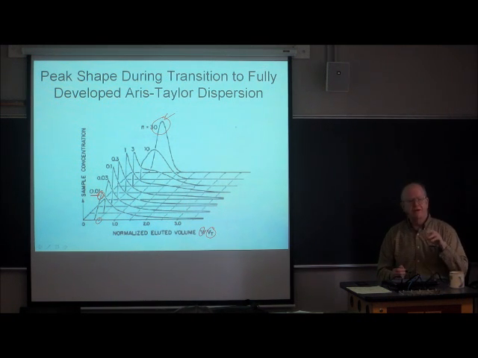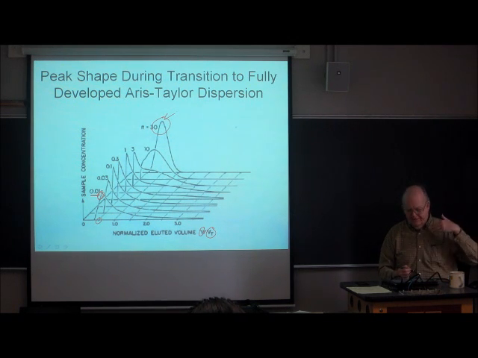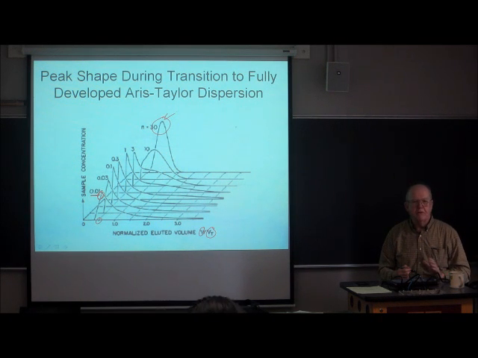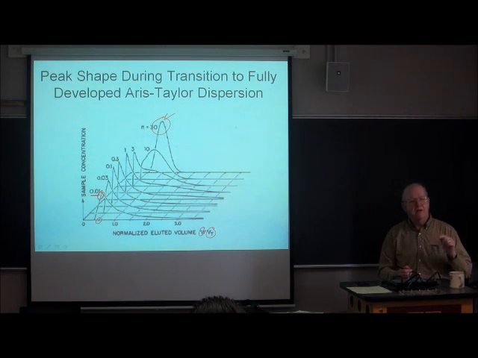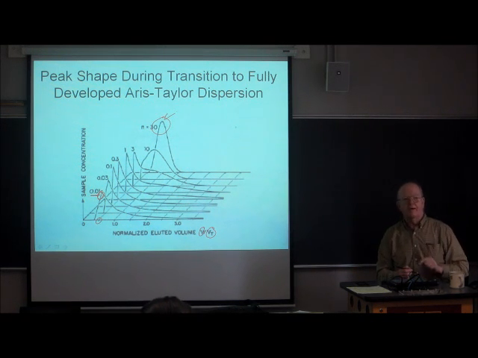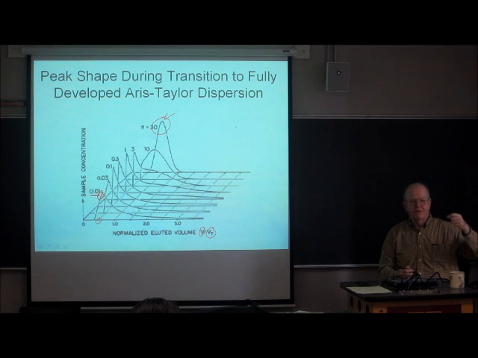The point of this is that it doesn't always work if you have really short tubing, but you'd never use tubing that short anyway. So the approximations that Aris and Taylor made are reasonable approximations, and their equation basically works under practical circumstances. In fact, the equation works so well that a lot of people measure diffusion coefficients in what's called an Aris-Taylor dispersion experiment.